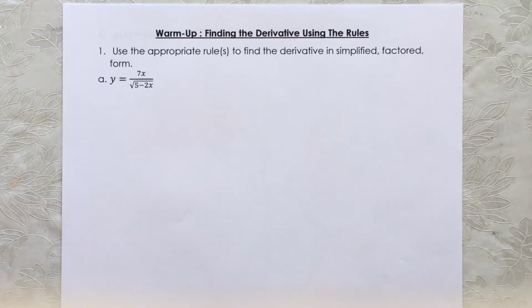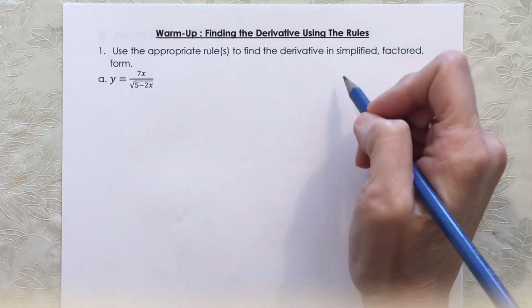Hi everyone, we're just going to do a warm-up today and practice using all the rules together again. So our first question: use appropriate rules to find the derivative in simplified factored form. So in A, we're given a quotient of two functions, so it's a quotient rule.